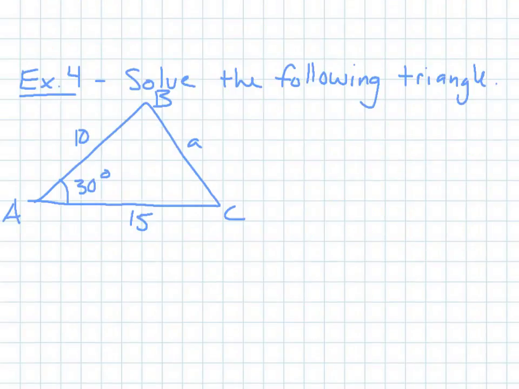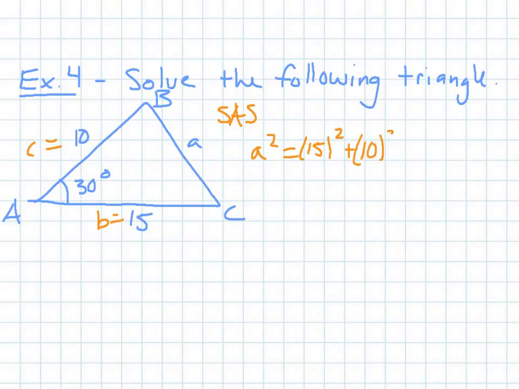So example 4, we have an SAS triangle, and since I know angle A, now I should find what side A is. So let's plug our stuff in. 15, remember this is B, this is C, plus 10 squared minus 2 times 15 times 10 cosine of 30 degrees. Okay? That gives me 225 for 15 squared, 100 for 10 squared, and 2 times 15 times 10 would be 300.